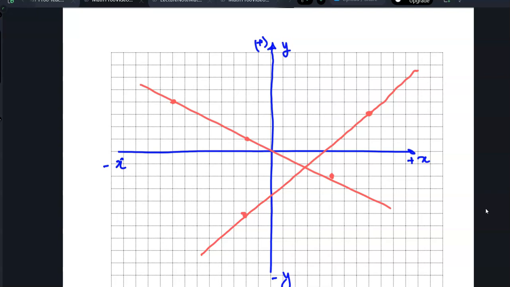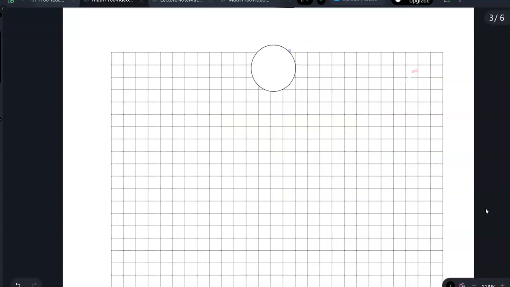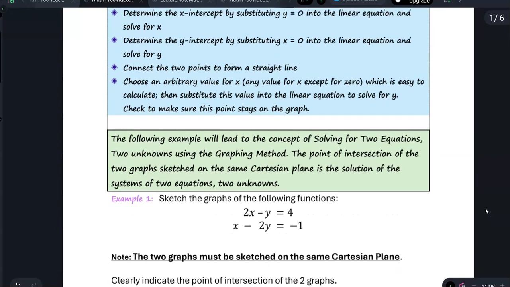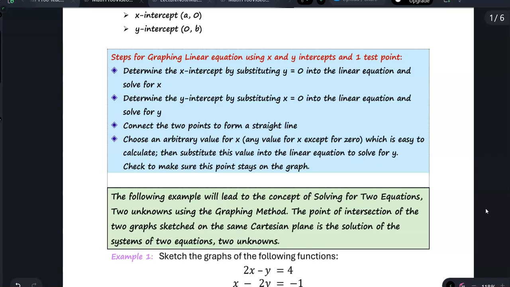I will erase this because I will use this graph later to sketch the following two linear equations that I have here. All right, this step is very important, so let me go over this again. Determine the x-intercept, determine the y-intercept, then connect the 2 points. But the most important step is to make sure that we got it right.